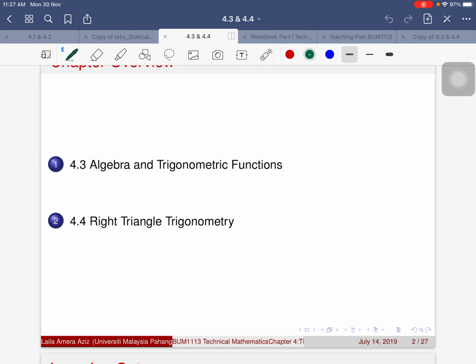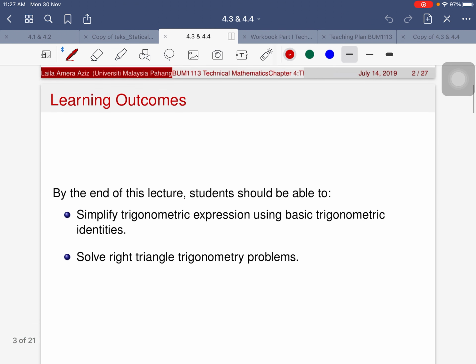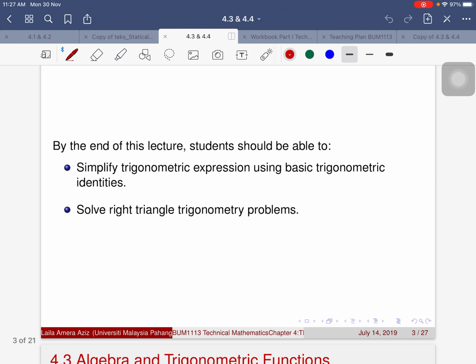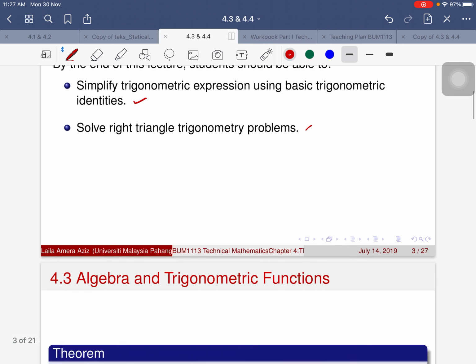Okay, so today we're going to talk about topic 4.3, which is going to be on algebra and trigonometric functions, and then later we're going to talk about 4.4. For topic 4.3, the learning outcome is that we're going to simplify trigonometric expressions by using some basic trigonometric identities that I'm going to introduce to you in a bit. And for 4.4, we're going to solve right angle trigonometry problems. So this will be the real problem applications.